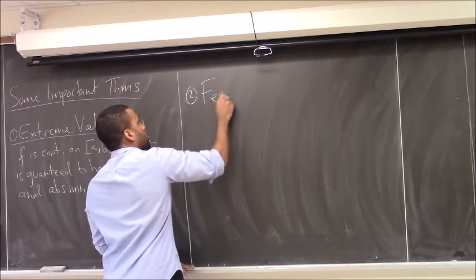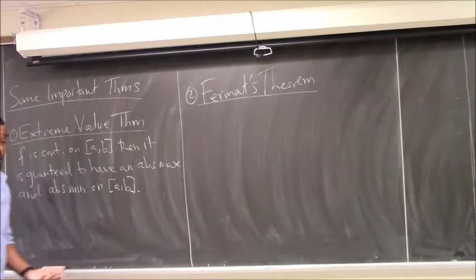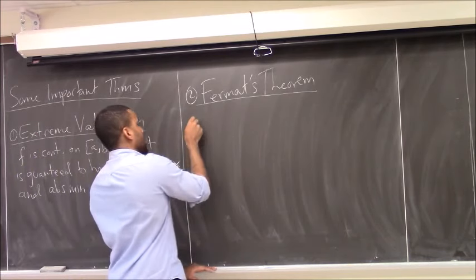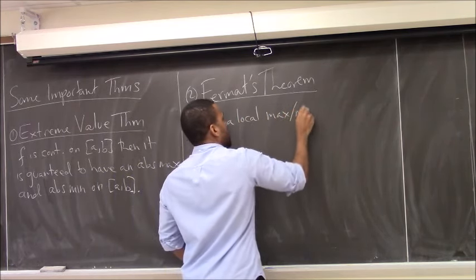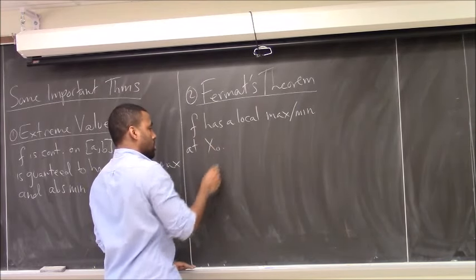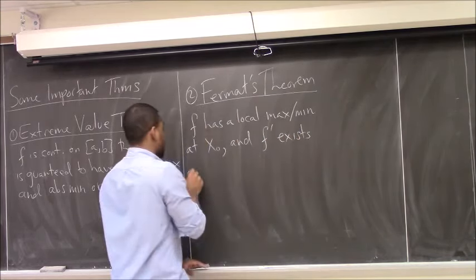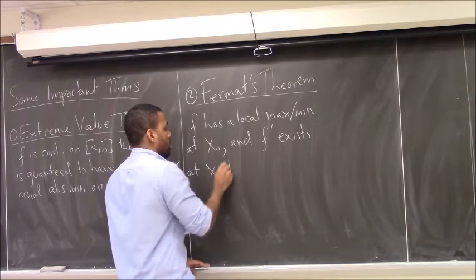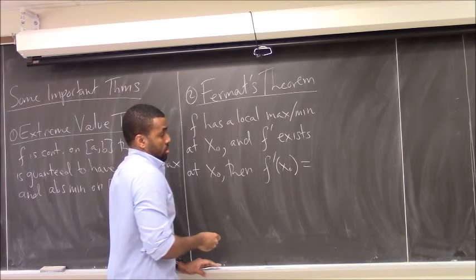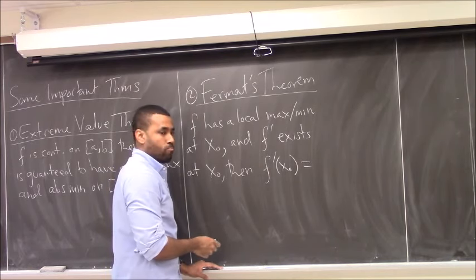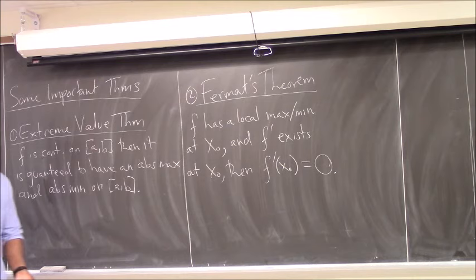Another one is called Fermat's theorem. And this one is going to be important. It's going to be something we use all the time. So let's say f has a local max or min at x naught, and f prime exists at x naught. Then you would be able to say that f prime of that point, does anyone know what it has to be? Isn't it 0? Turns out it has to be 0. So if you know there's a maximum or minimum at a point and the derivative exists there, the derivative has to be 0.